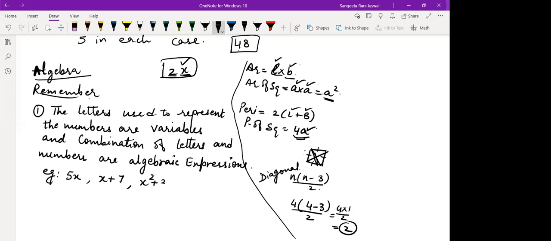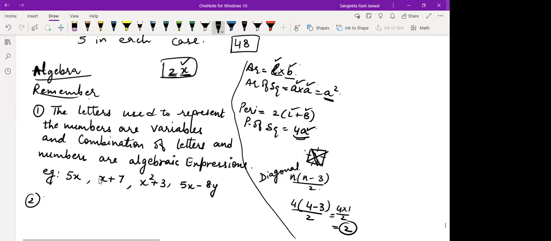x square plus 3. This is again an algebraic expression. So somehow you have algebraic expressions like this. That is a combination of a variable and a constant number. Okay. A letter and a number. Right? You understood? Hello, did you all understand this part? Yes, ma'am. Anyone has any difficulty?